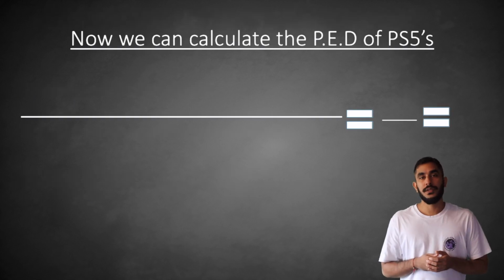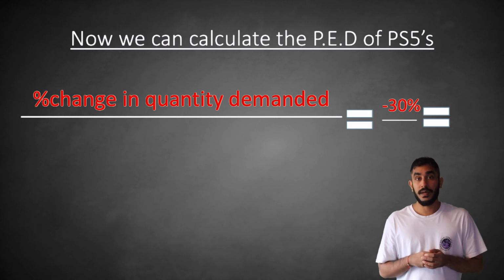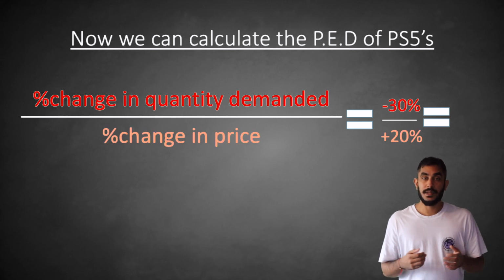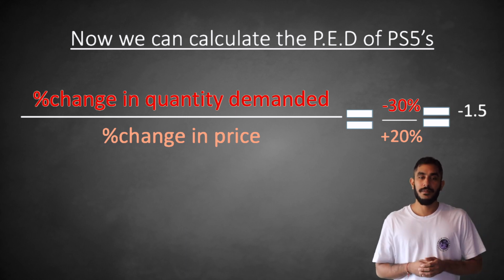Now we can plug these values into our formula to work out the PED, which gives us minus 30% because demand went down by 30%, divided by 20% because we worked out price increased by 20%, and that gives us a number of minus 1.5.